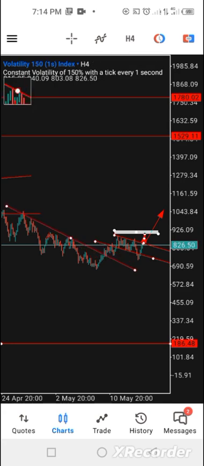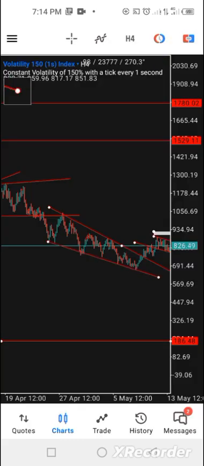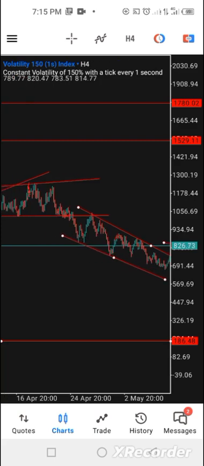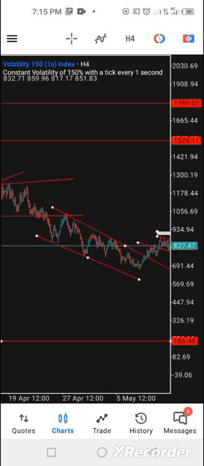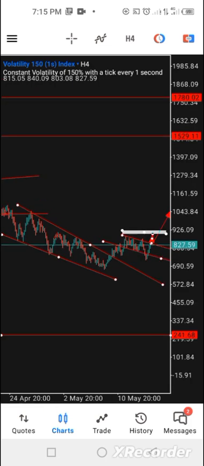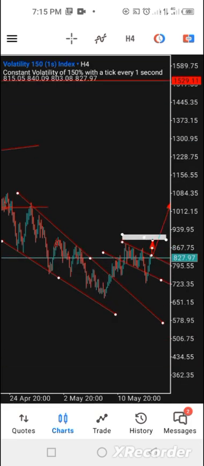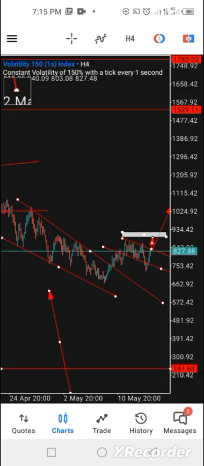Let me draw my trend line well so that I am able to understand it. All right, but this is not a complete flag. Price might come down because, like I told you before, there must be a third touch to the trend line.